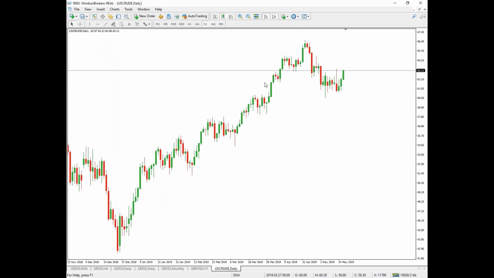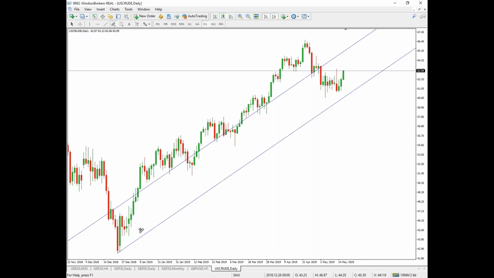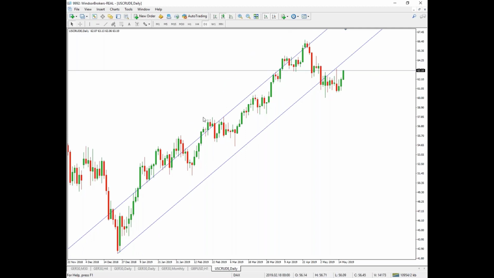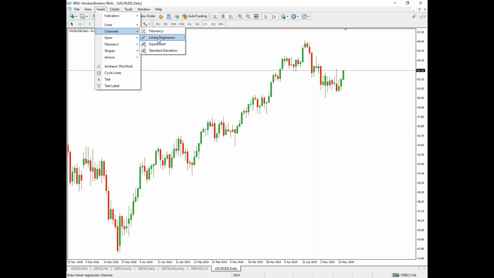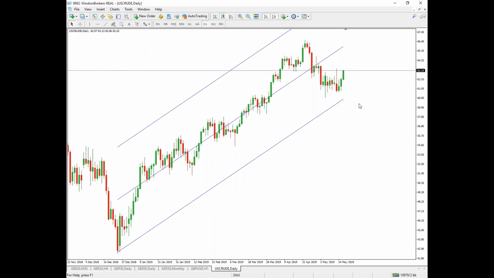Let's now move to the daily chart. This is the crude oil chart. Let's again apply the same things on this one to see how it works on the daily chart. So we have different time frames.